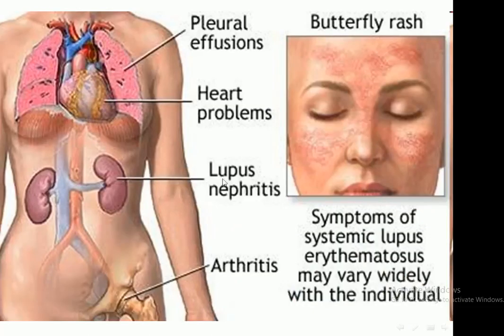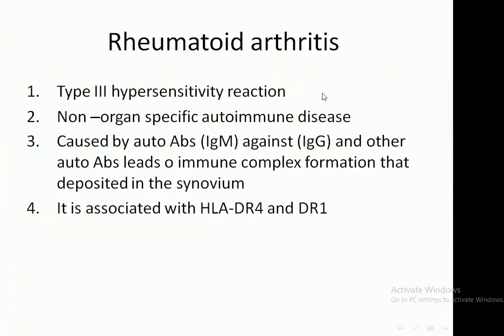And here we can see it's called systemic because it's affecting multiple organs: the lung, the heart, the kidney, the joints, and also the skin. We found a butterfly rash on the skin. Another disease is rheumatoid arthritis, which is a type 3 hypersensitivity reaction, which is also a non-organ-specific autoimmune disease.